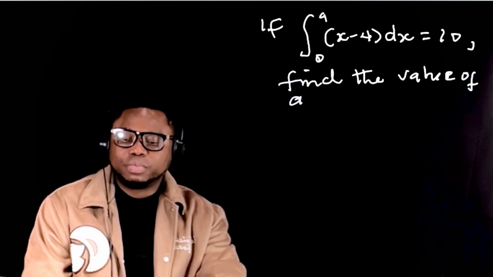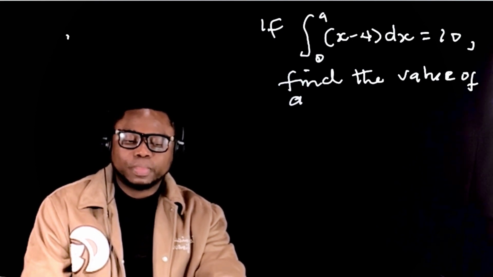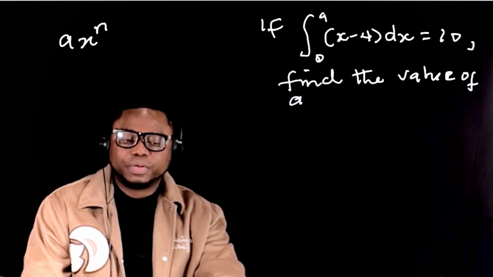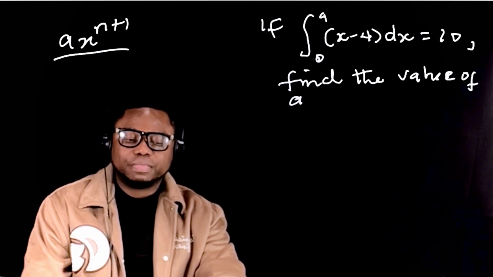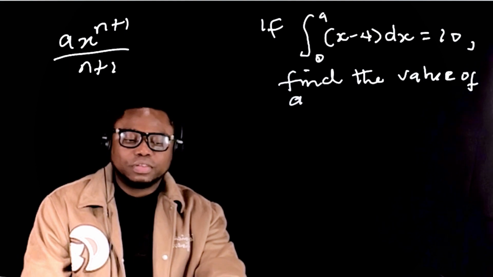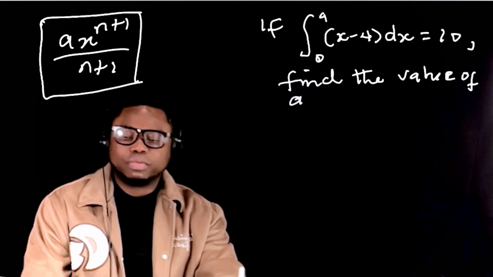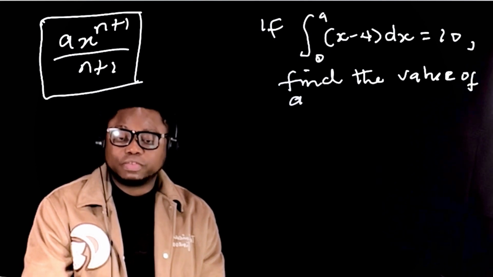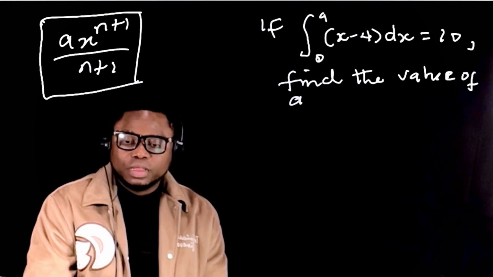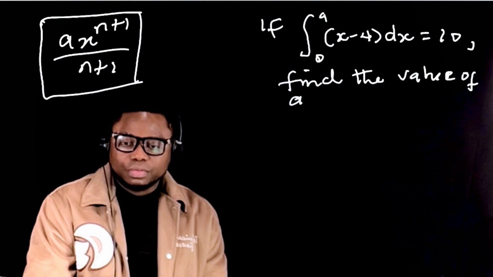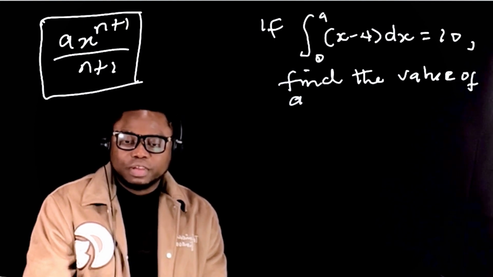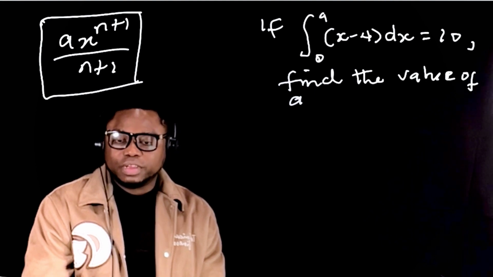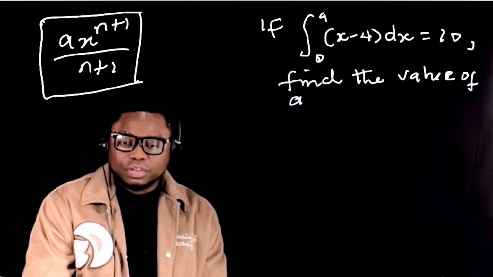introduce the formula of integration, which is ax raised to the power of m plus 1 divided by m plus 1. So this is the general formula. I'm going to use this to integrate x minus 4, and the integral of x minus 4 dx is equal to 10. So the upper limit is what we're looking for. The lower limit is 0.